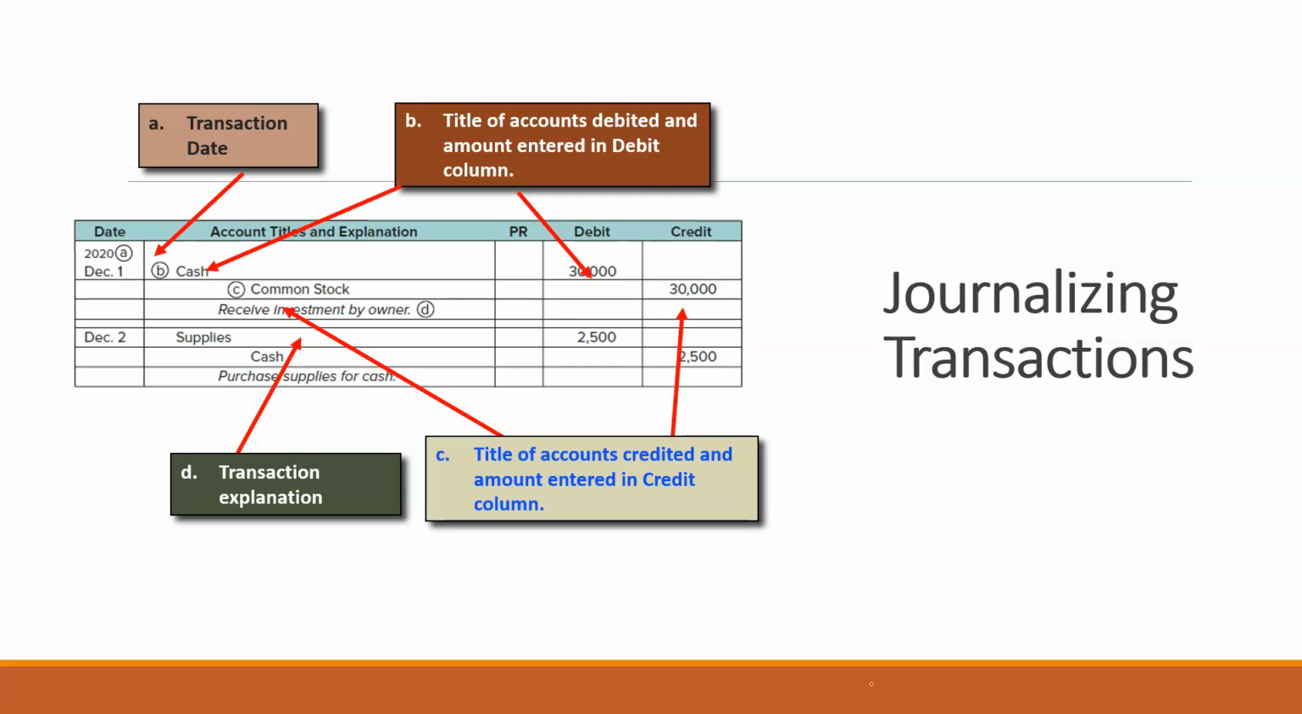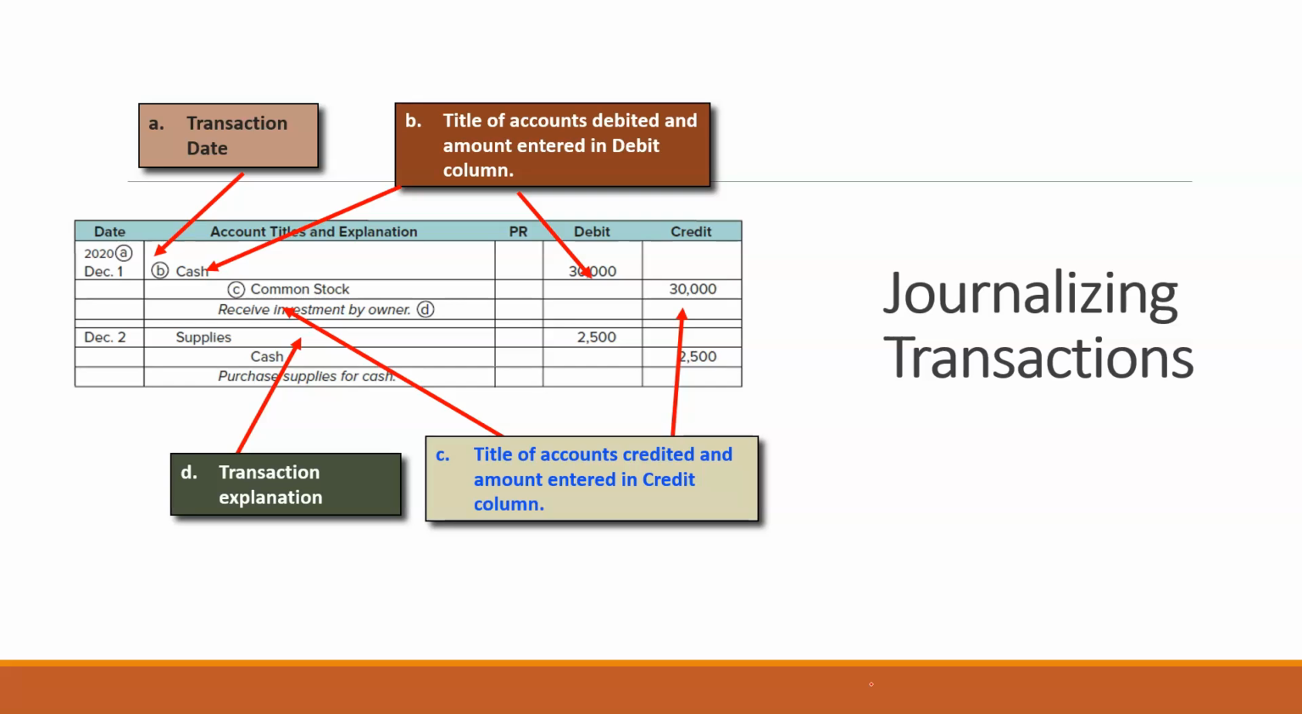And we are going to start with the account that is being debited. So that account gets listed first. Then the account that gets credited is listed second and it is indented. Then we have the amount of the debit and the credit, and a note about what the transaction is for.